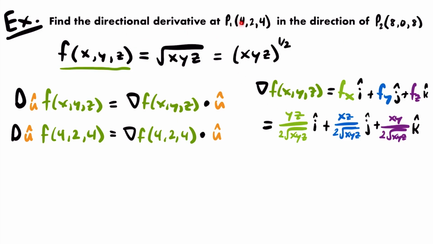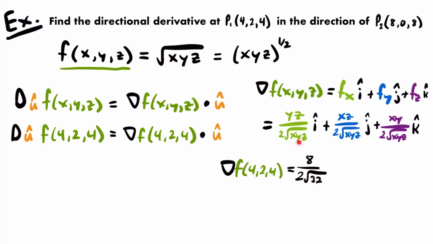So we want to plug in 4 for x, 2 for y, and 4 for z in this vector. So here's what that will look like. We'll have the gradient of f of 4, 2, 4 is equal to y times z, so 2 times 4, which is 8, divided by 2 times the square root of x times y times z. So you'll have 4 times 2 times 4. So we get the square root of 32.